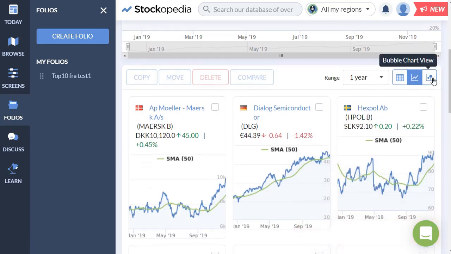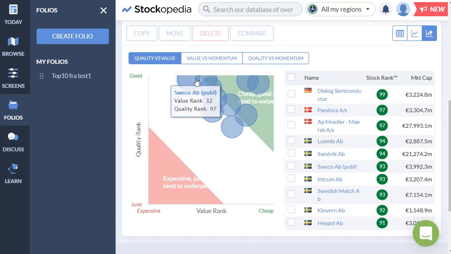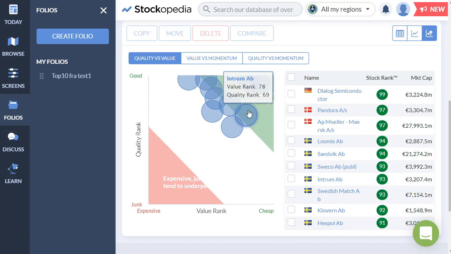But you can also choose a bubble chart view, meaning that all of the stocks here are now placed on a scale, on a quality rank here, from junk to good, and from expensive to cheap. And of course we want the good and cheap. So it is nice to see all of the stocks up here, and you can get a quick feel: if one of them starts to drift down, then you can see it visually. So that is quite amazing.